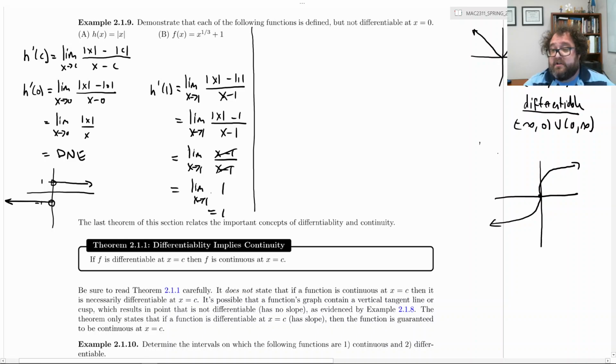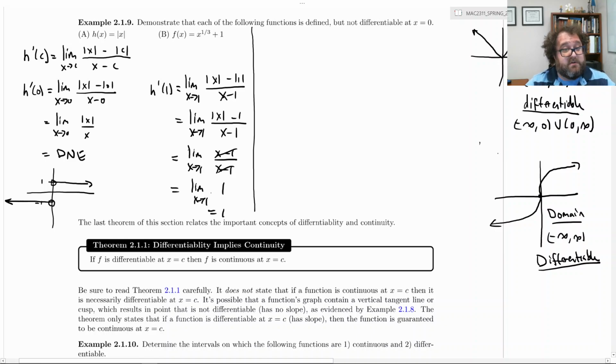So clearly the function is defined for all real numbers. There is no asymptote, there's no holes, there's no gaps or anything. So the domain is all real numbers. But where is it differentiable? It's going to be differentiable on the domain of the derivative intersect the domain of the original function. So the domain of the original is all real numbers.